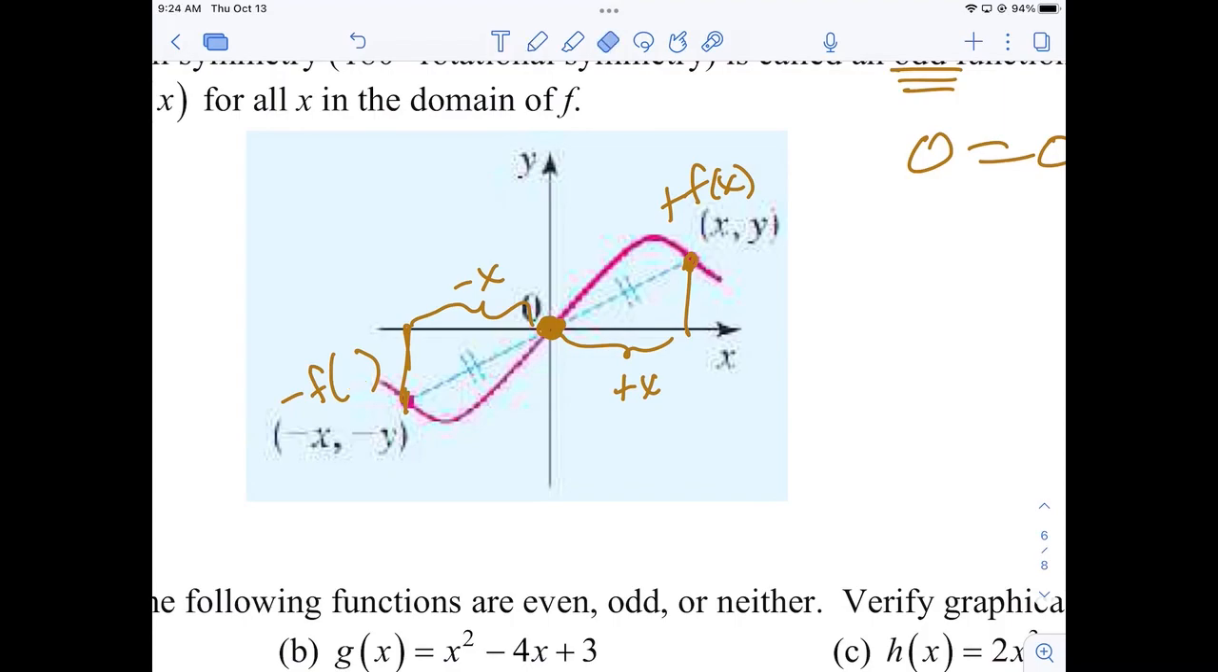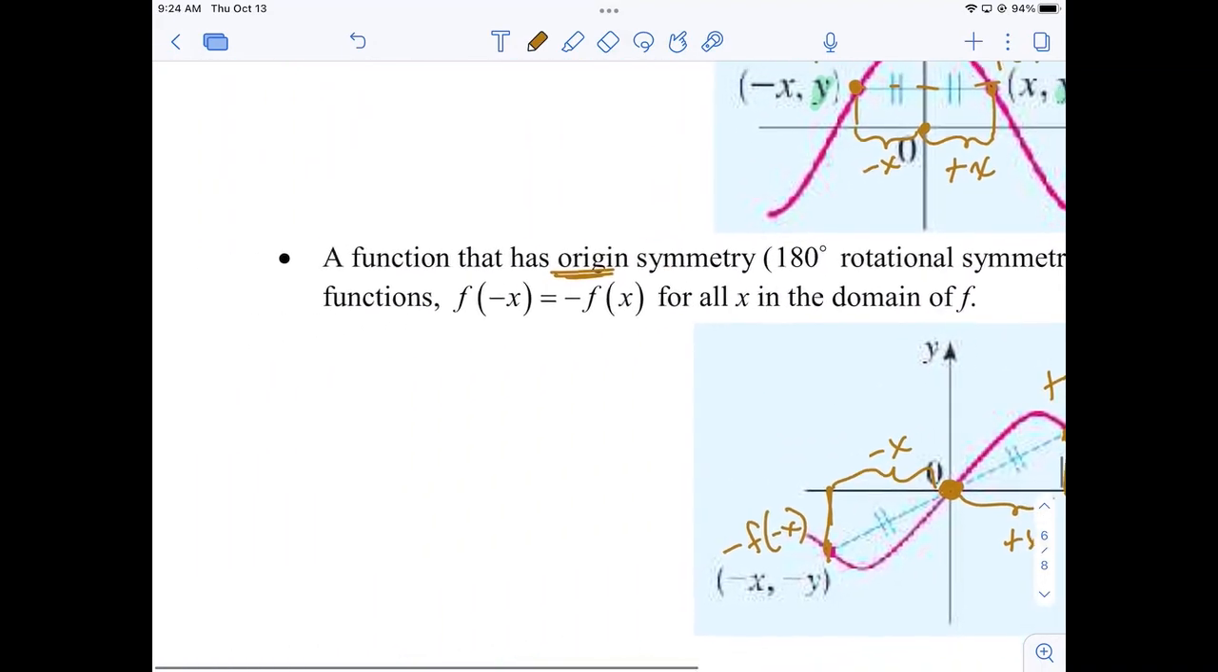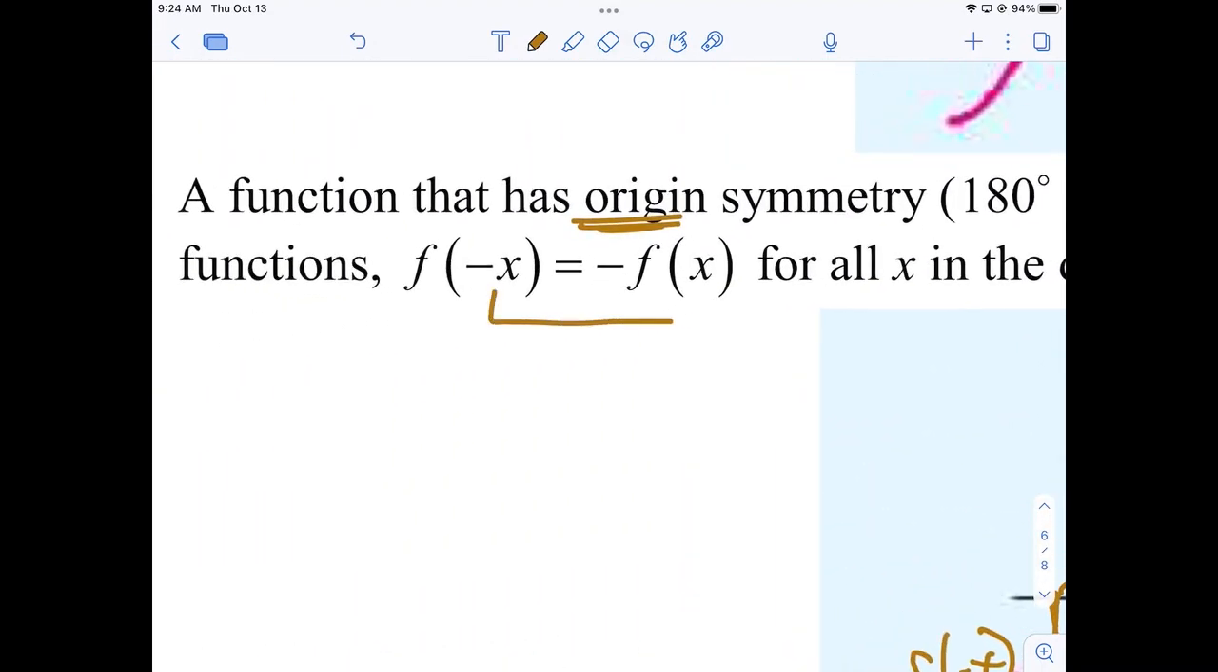Oops, sorry, I did that wrong. You just get negative f of negative x. Okay, so what this is: opposite inputs give you opposite outputs, and here's the test for that. Opposite inputs give you opposite outputs. So f of negative x is not equal to f of x, it's equal to the opposite of f of x. So that gives us a way to test for odd functions.